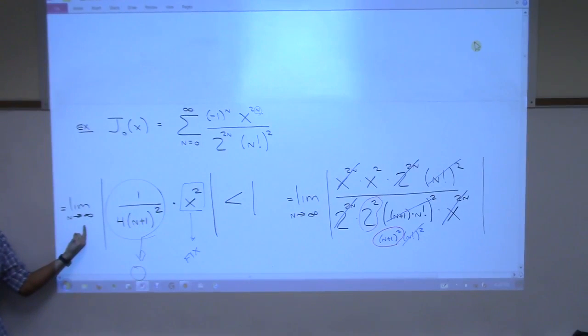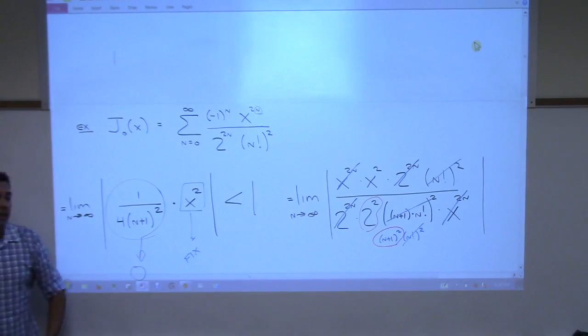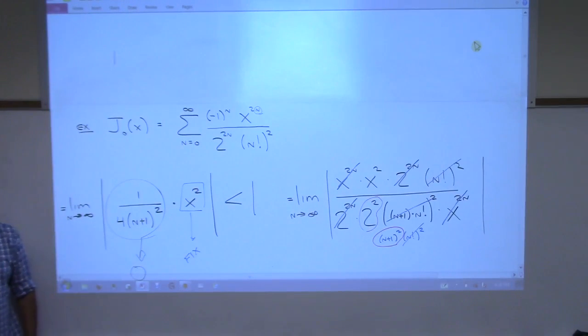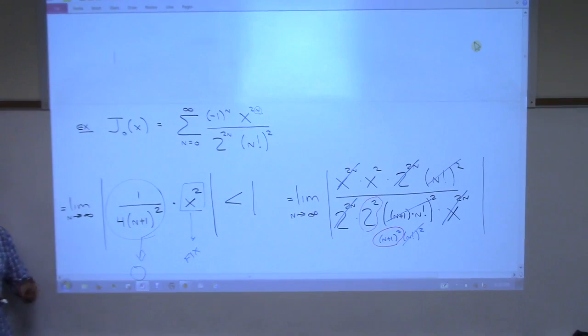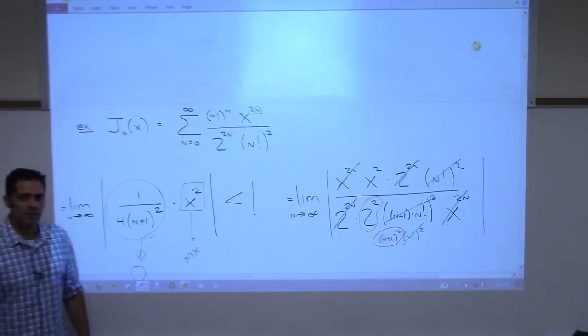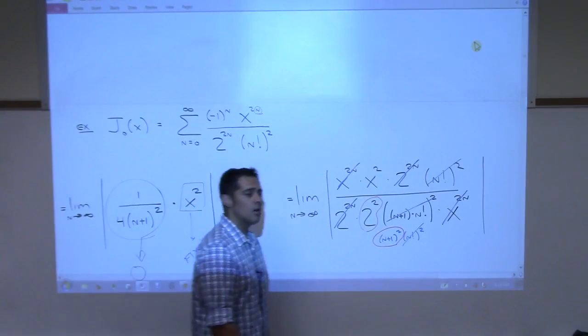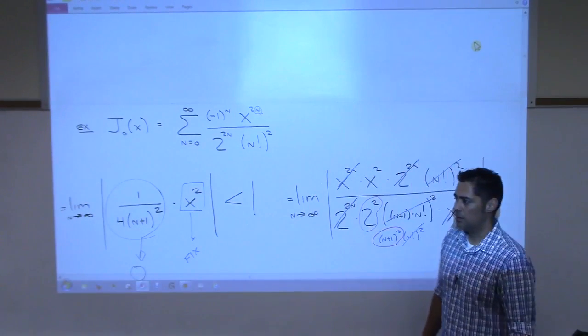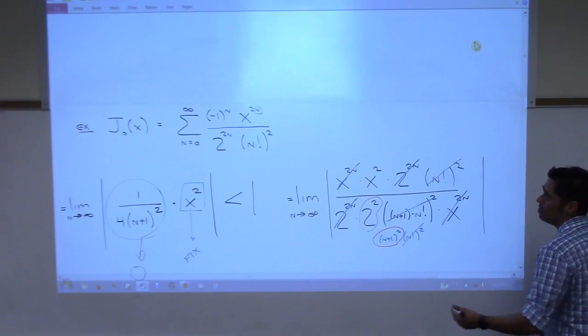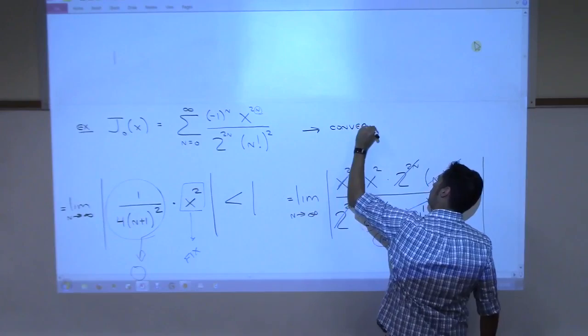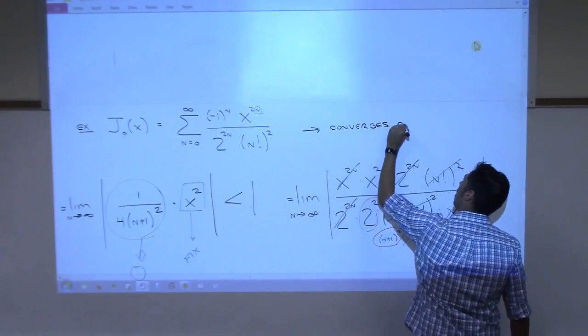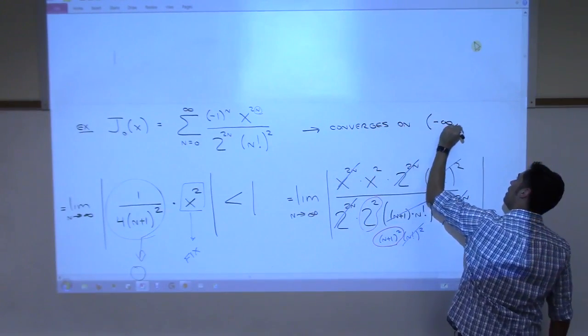So yes? Is x always going to be fixed? It can't be like infinity? X cannot be infinity. That is correct. X has got to be a real number because remember, x is like the input of the function, so it's got to be a real number. What does this mean? It converges always, right? Regardless of x. So our conclusion is that this converges on negative infinity to infinity.